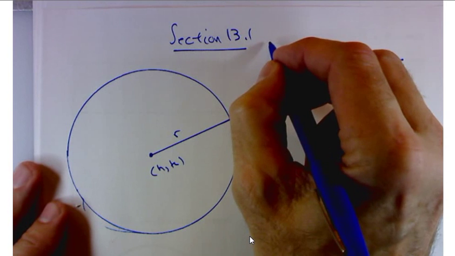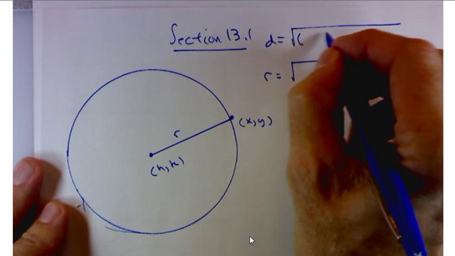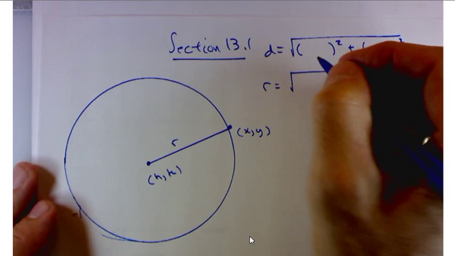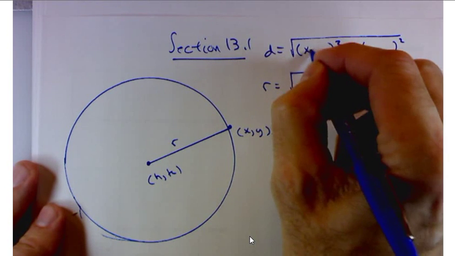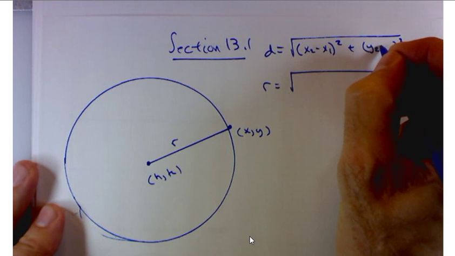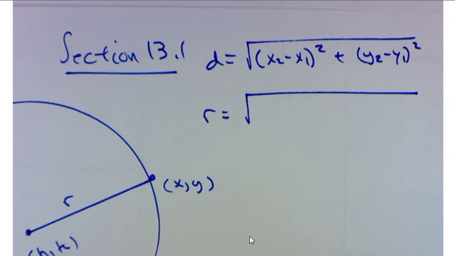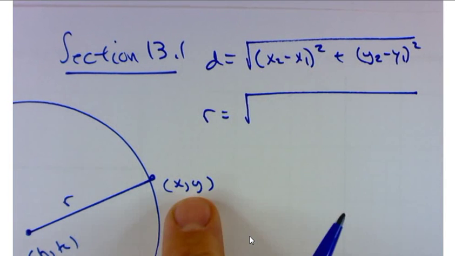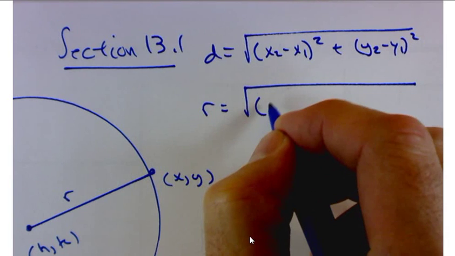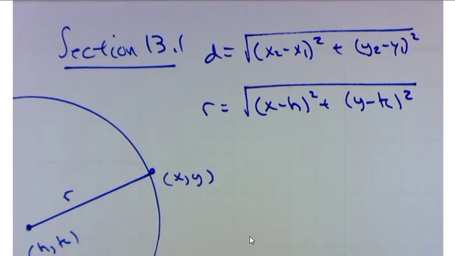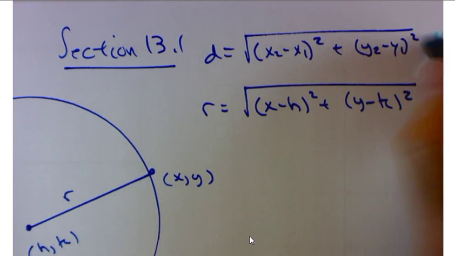Let me write it in terms of D, which is what you might be familiar with. D is something minus something, something else minus something. Sounding familiar? You should know this come a week from today. Thank you. X2 minus X1 squared plus Y2 minus Y1 squared. So that's the formula for the distance between two points. If I replace these with these points, then I could write X minus H squared plus Y minus K squared. Certainly amongst the formulas that you should know for your final exam would be this one right here, your distance formula.